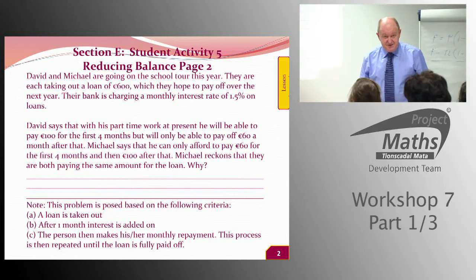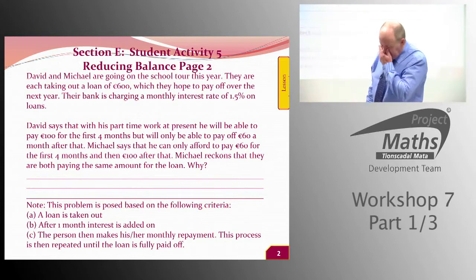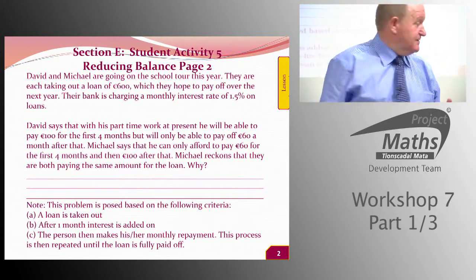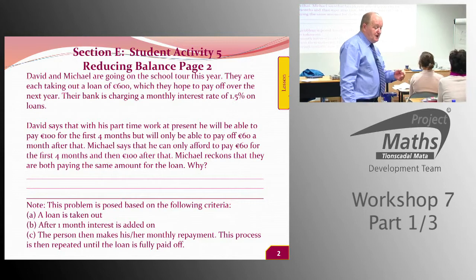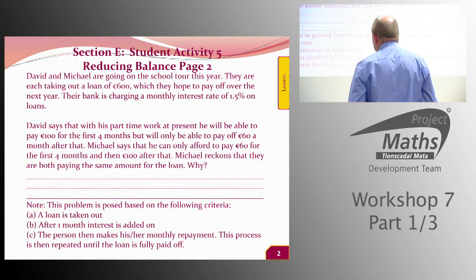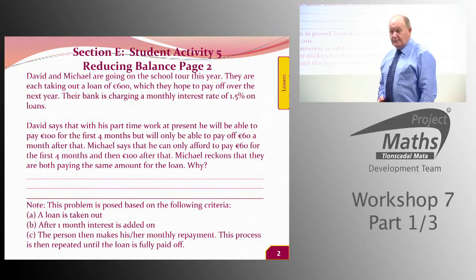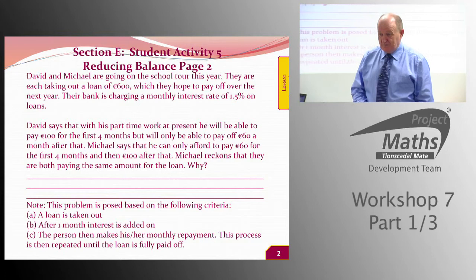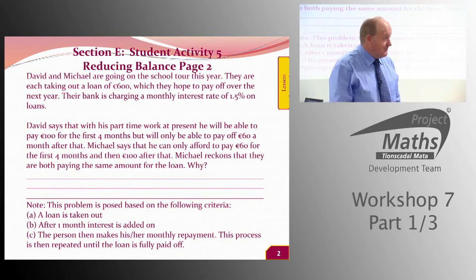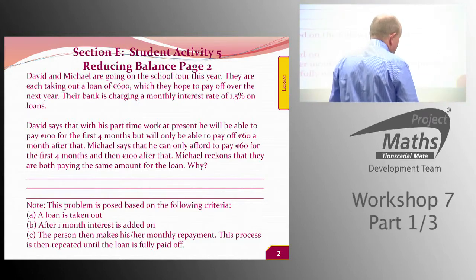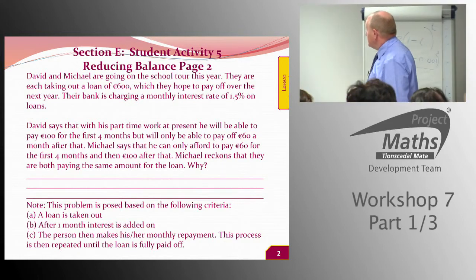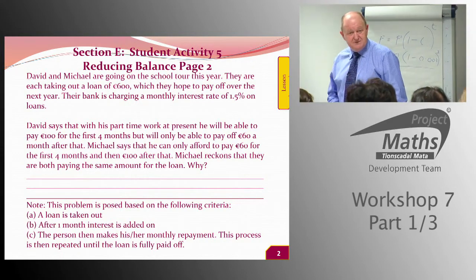So the last thing on this T&L plan that I want you to look at this morning will be as follows, this one here. The question is on the bottom of page 2 on the activity sheet, but I'll read it out for you. Set the scenario. David and Michael are going on a school tour and they both have to pay €600 on the school tour. You know the way when you're organising a school tour, you have to have the money up front for the travel agent? So they both went to the credit union, they borrowed €600, and they hope to pay it off over the next year.